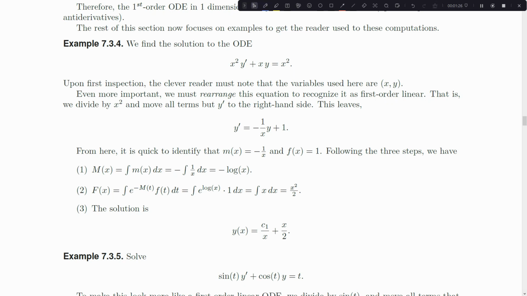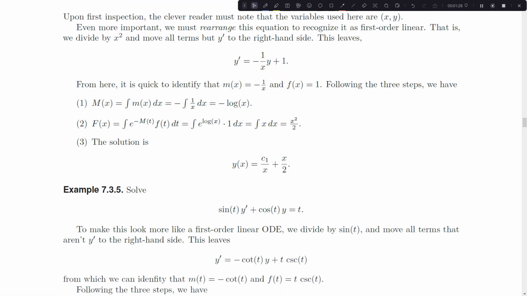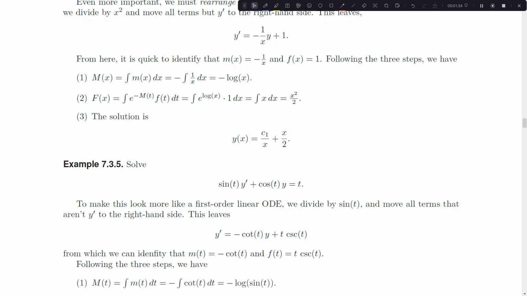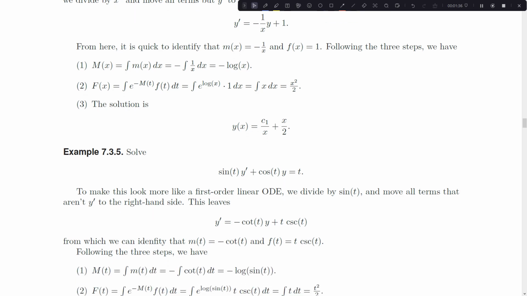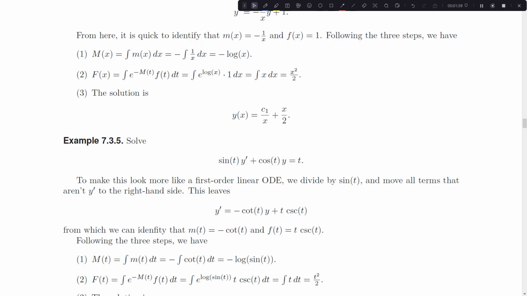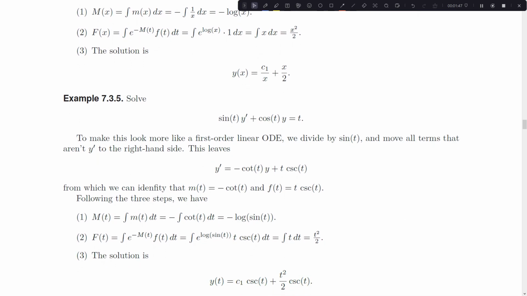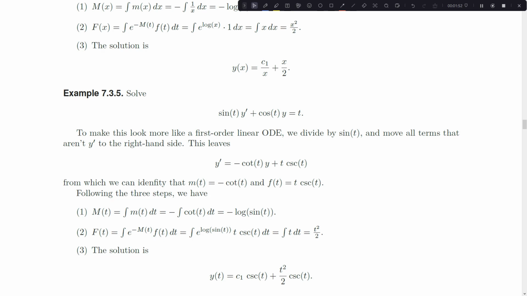Okay, so that's what it would convert to. If I take an antiderivative of cotangent, you all have Wolfram to help you out. So if I take an antiderivative of cotangent, I get negative log sine. If I take the exponential of that, the negative version of that multiplied by cosecant, I just get t, and so that will give me t squared over 2, which gives me that the solution is c1 cosecant t plus t squared over 2 cosecant t. And that's all there is.